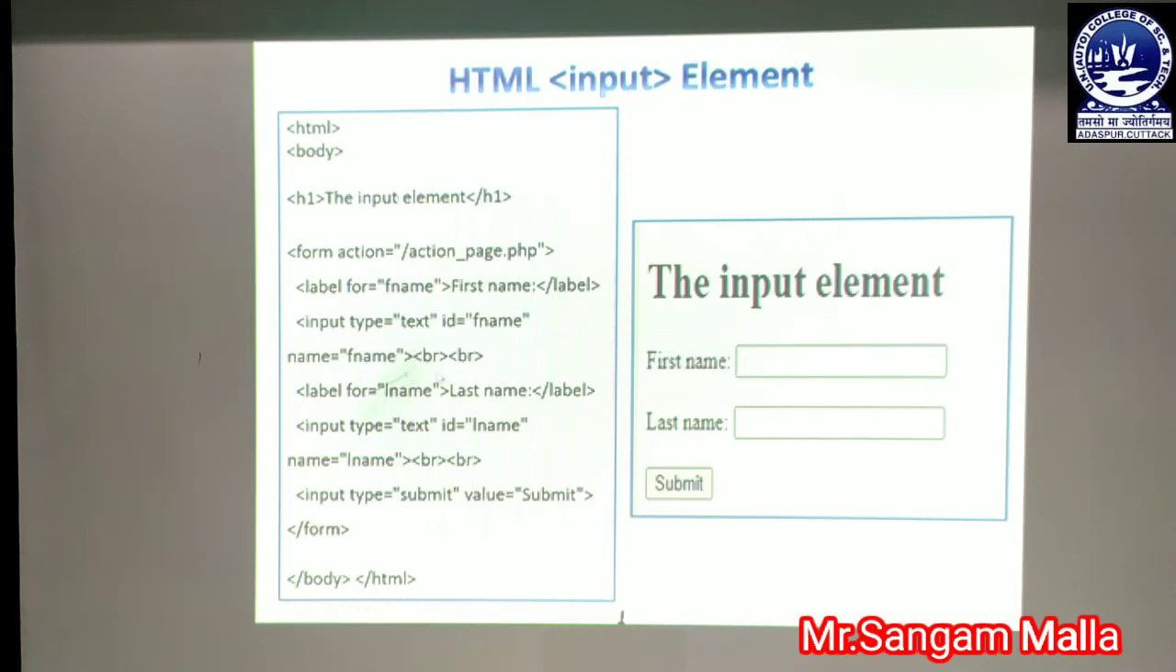Next again a BR tag is given, so after encountering the BR tag, the cursor will move to the next line. Another label is given, that is last name, so last name is printed over here. Next again comes our input type equal to text, where another text field has been displayed. You can see that there are different IDs for different text fields, because every text field has an ID. The first one has the ID fname, and the second one has the ID lname, that means first name and last name.